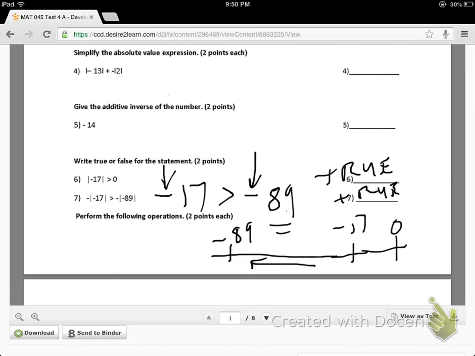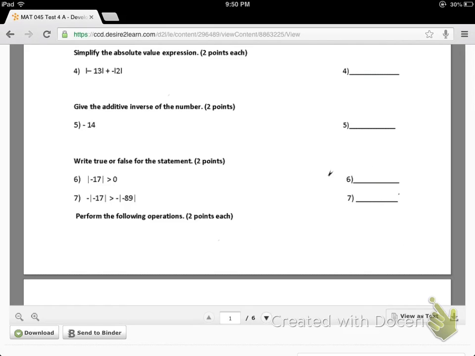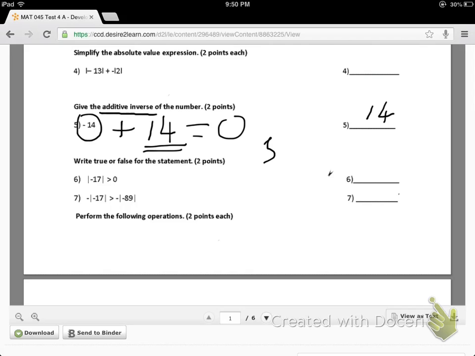Let's get rid of this. Let's have a look at this last question, question 5. It's just terminology. What does additive inverse mean? It's just the opposite. What do we need to add to negative 14 to make it 0? Well, we need to add a positive 14. So positive 14 is the additive inverse, because if you do that, you will get 0. The additive inverse of 5 would be negative 5. Watch, it's just the opposite. That's what additive inverse means.